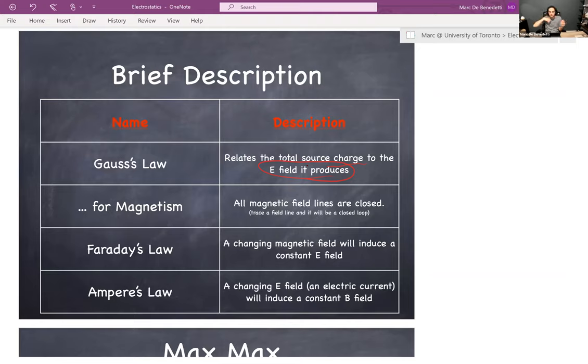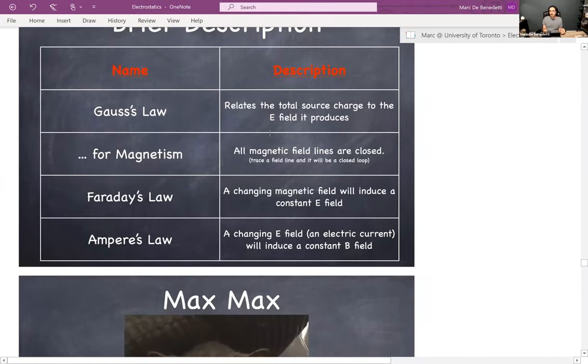What's the electric field generated by a bunch of charges? Well, that screams Gauss's law, because Gauss's law is literally the equation that relates the source charge to the resulting E field. We wouldn't use Faraday's law for that. We would use Gauss's law for that. So hopefully, as you're going through this course, you're doing homework, you can use this table here to help guide you and to identify which of the four Maxwell's equations you need.